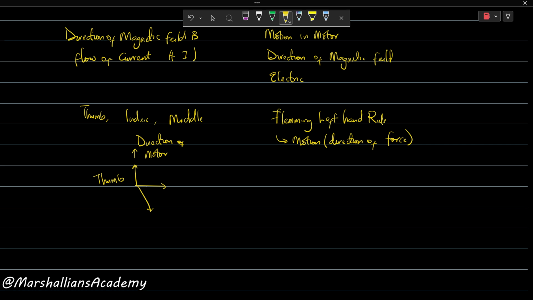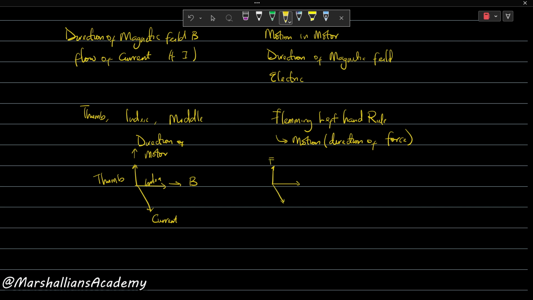Your index finger, this is the index, would show the magnetic field. Are we together? The magnetic field, that's the direction of the magnetic field. And your middle finger will show the direction of what? Current. One very easy way to remember Fleming's rule is the enemy of man, FBI.